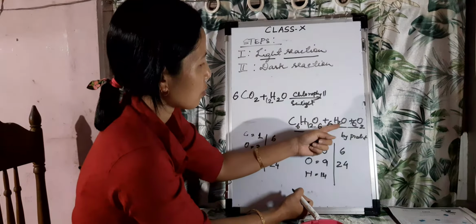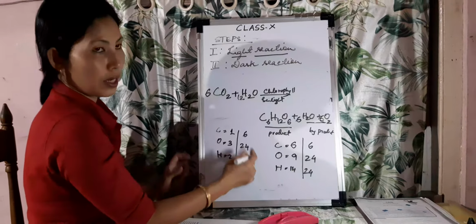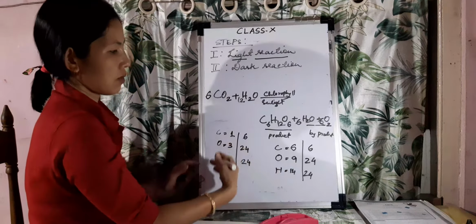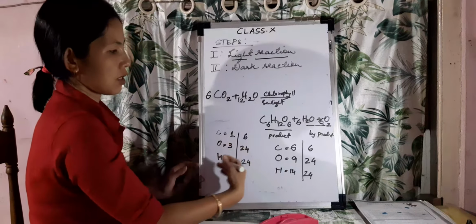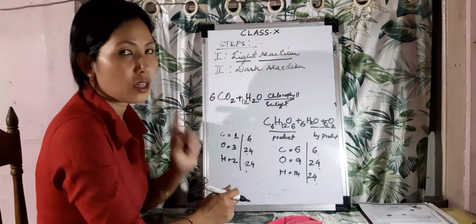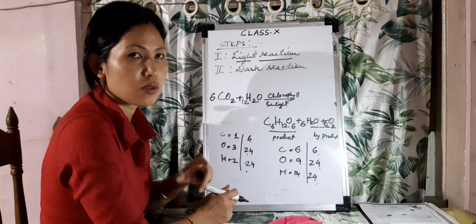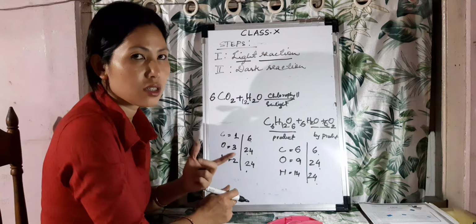Now we can see that after balancing the equation, we have exactly equal numbers on both the left hand side and the right hand side: 6 here, 6 here, 24 on this side and 24 on that side. And for hydrogen also, the number of atoms is 24 here and 24 there. In this way we can balance a chemical equation. So whenever you are given the reaction or chemical equation for any reaction, you should always balance it.